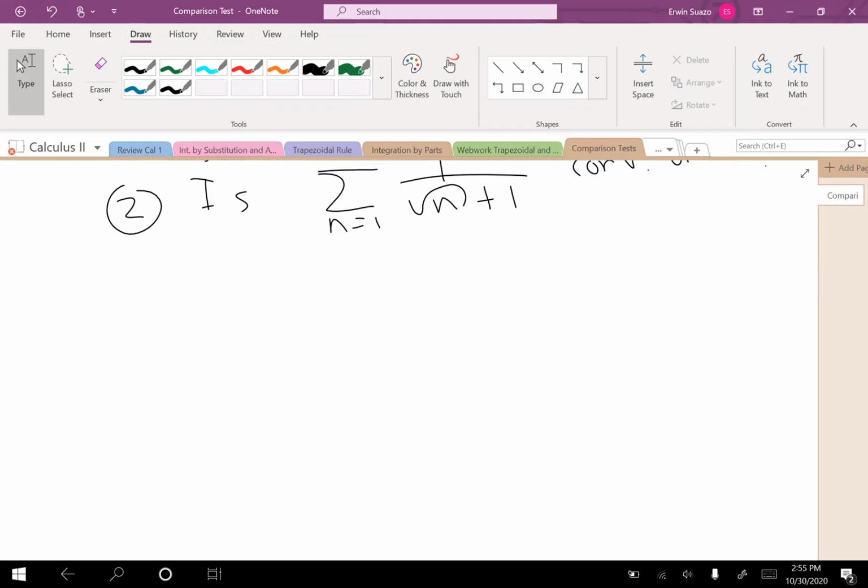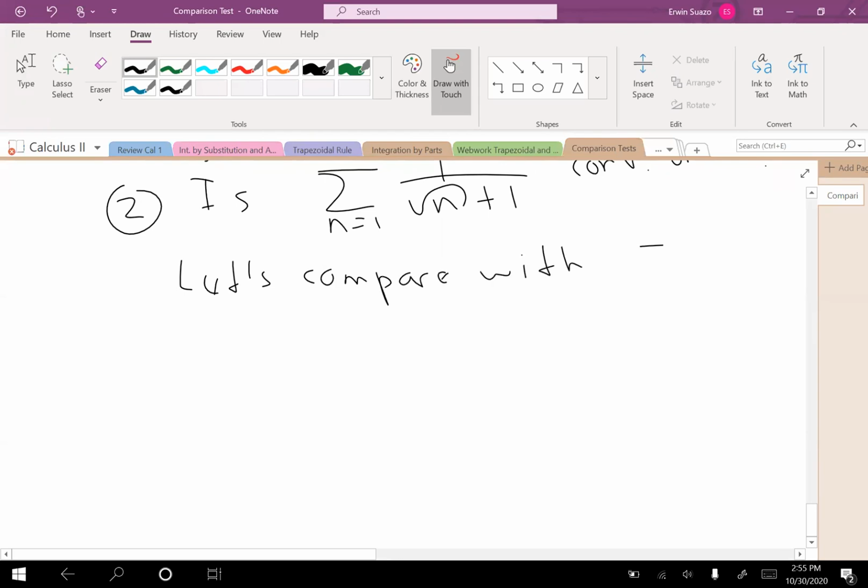Okay. So let's see, because I don't think it works. Let me show you. That's what I need, that you tell me what you're doing so I can tell you, okay? So we try, let's compare with the sum of 1 over square root of n, right? So we know this one is divergent or convergent? Divergent.